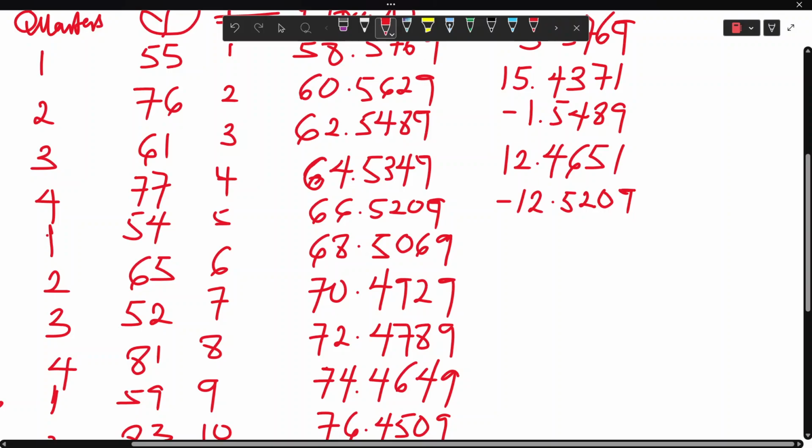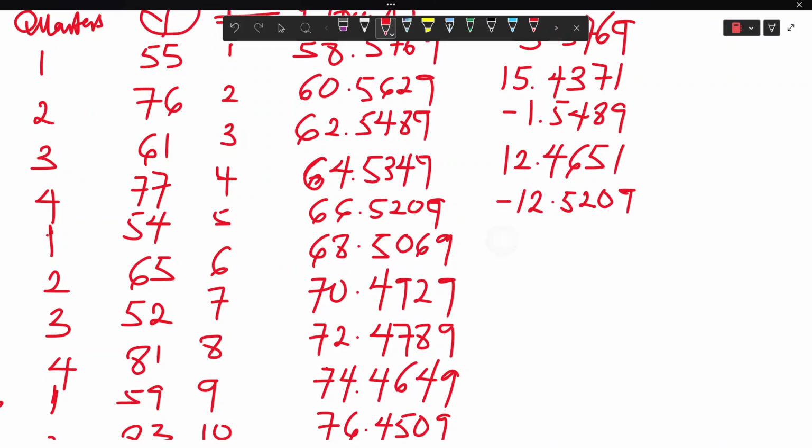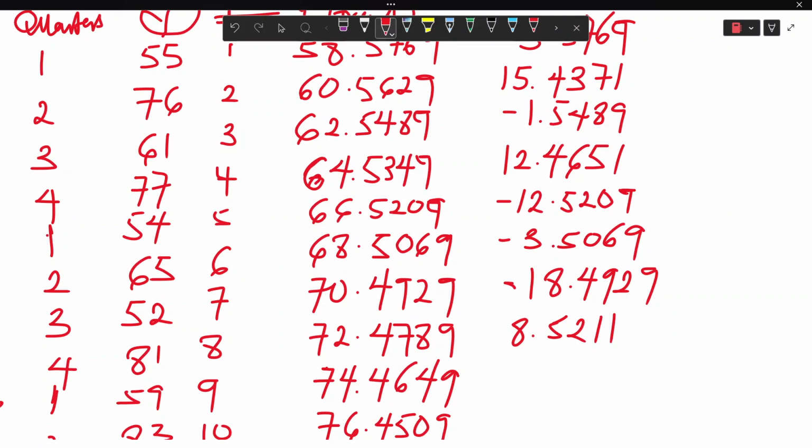65 minus 68.5069, negative 3.5069. 52 minus 70.4929, negative 18.4929. 81 minus 72.4789, 8.5211. 59 minus 74.4649, negative 15.4649.